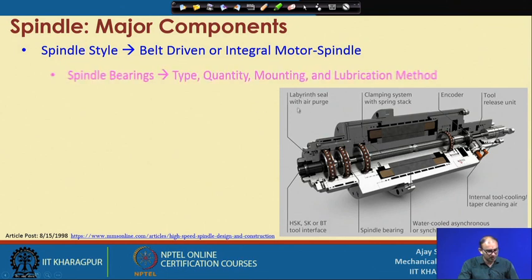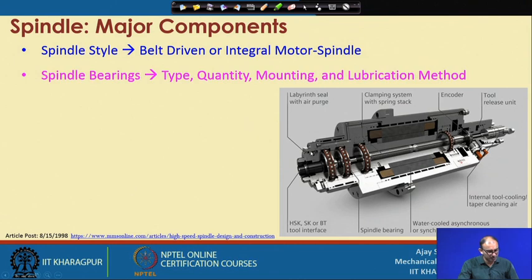And you also have to provide some sealing here, because you are working with coolant, chips and many dust particles, and they should not enter inside it. So, you have to provide some type of sealing so that no foreign element will enter into the spindle system. Spindle bearings have type, quantity, mounting and lubrication method. So, those things make different changes to the parts.